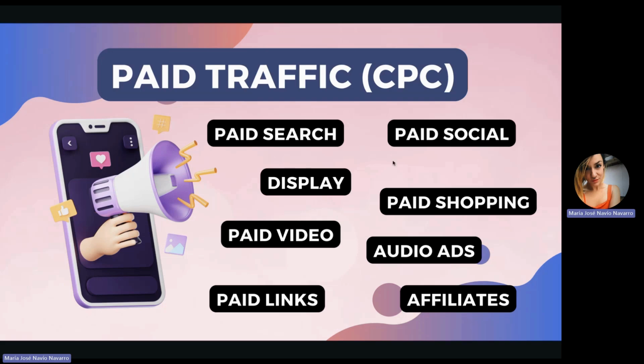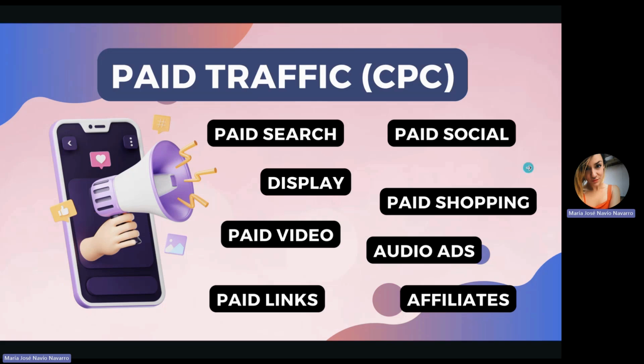On the other hand, we have paid social, which is traffic coming from social media, but only from social ads, as we have seen before. Then there is paid traffic coming from different kinds of banners that can be placed on applications, on websites, or whatever. Paid shopping, paid video, such as YouTube, audio ads, for example Spotify, affiliate marketing, paid links that we can pay influencers or bloggers to place. There are a lot of different types, but normally we call all this paid traffic CPC.